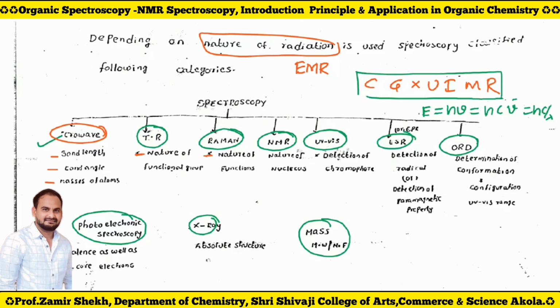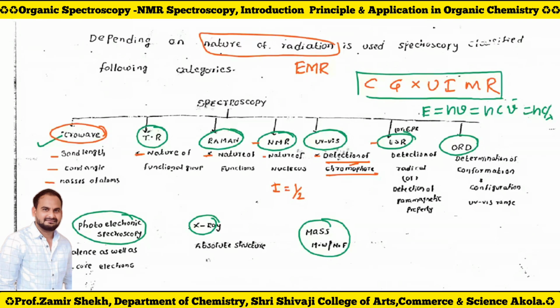NMR spectroscopy is when we irradiate with the NMR source, that is radio frequency. So we can predict the nature of the nucleus. The number of magnetically active nuclei can be found, meaning those nuclei having I greater than 0. In UV-visible spectroscopy, when we interact with the UV source, that is ultraviolet-visible radiation, we can detect the type of chromophore, color-bearing groups like double bond, triple bond, benzene, NO2, CHO, etc.